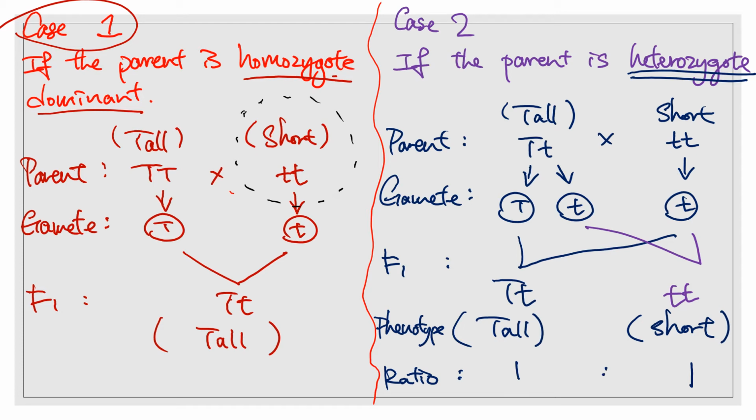So right now, if the parent is heterozygote, when you cross it with a homozygous recessive, small t, you will get the ratio tall to short 1 to 1. And this is how it works.